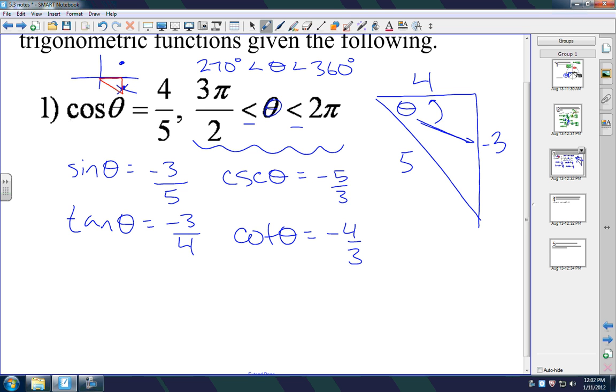Oh, we did almost forget the secant. Okay. So all we got to do is flip our cosine, 5/4. So make sure you got all 6. Make sure they're nice and neat, all simplified. Okay.